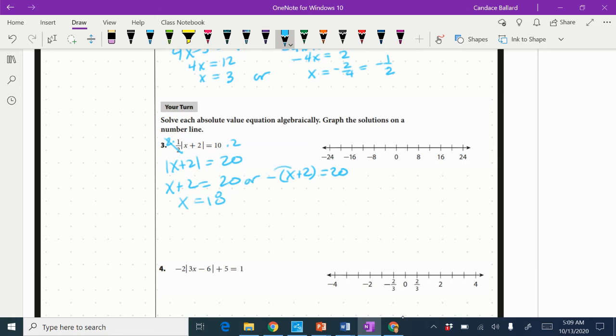I'm going to distribute the negative, so negative x minus 2 equals 20. I am going to add the 2, which would give me 22, and divide by the negative, which is going to give me negative 22. So it is 18 or negative 22. So 18 would be probably, let's see, that's not scaled very well, is it? 18 is probably going to land in there somewhere. And negative 22 probably in here.